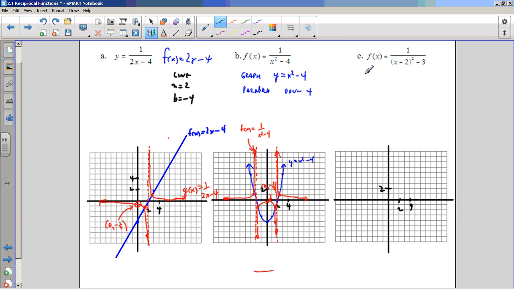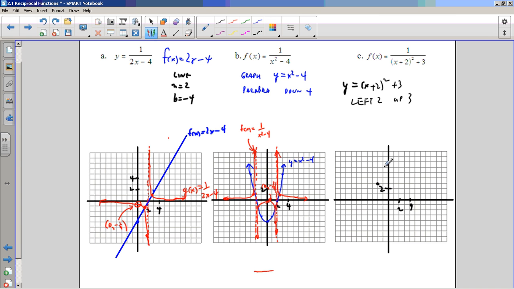Well, the bottom, I'll call the bottom y equals x plus 2 squared plus 3. So basic parabola shape moved left 2 and up 3. All right, left 2 and up 3. Left 2 and up 3 right there.